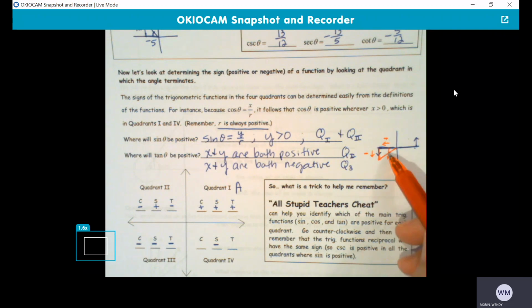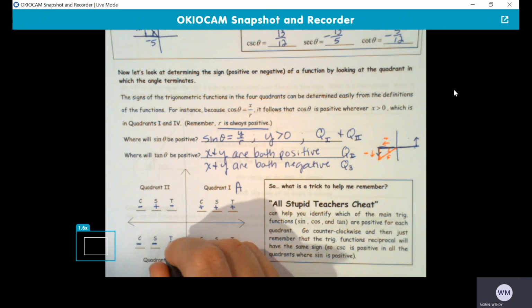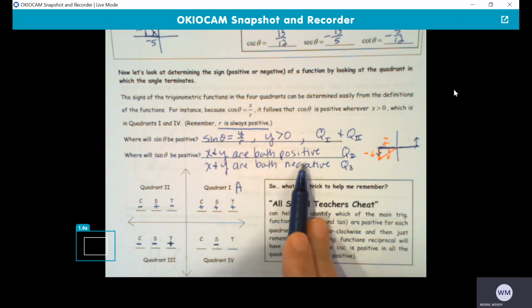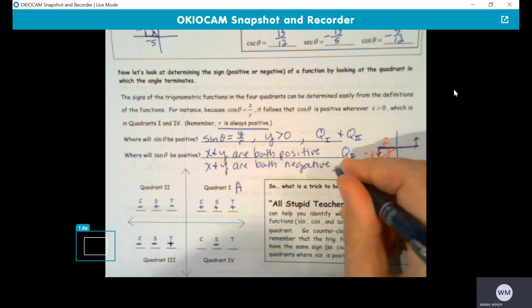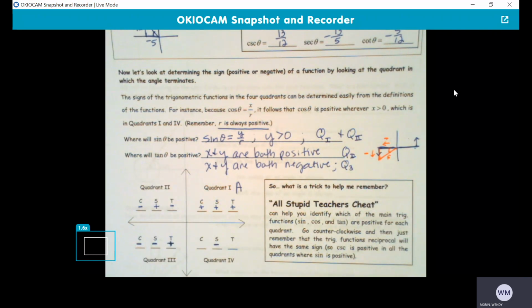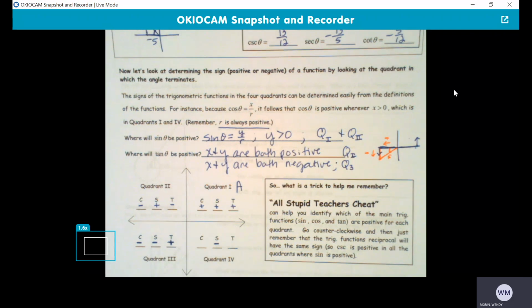Okay? When you do tangent in the third quadrant, that's opposite over adjacent. That's a negative divided by a negative. I made a mistake. That's supposed to be positive. X and y are both negative in quadrant 3, therefore tangent will be positive. I made a mistake on that one.